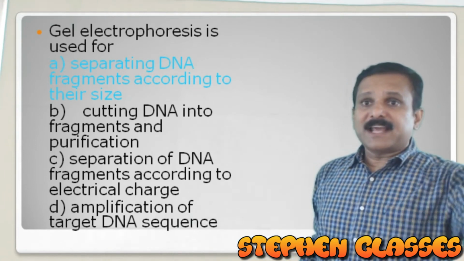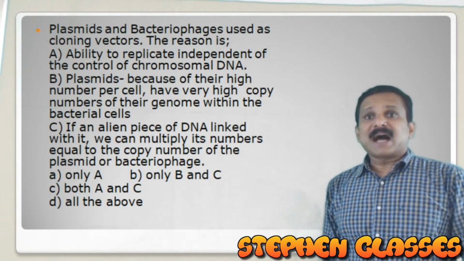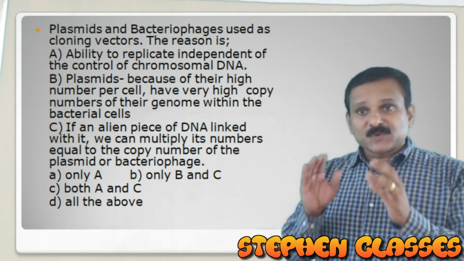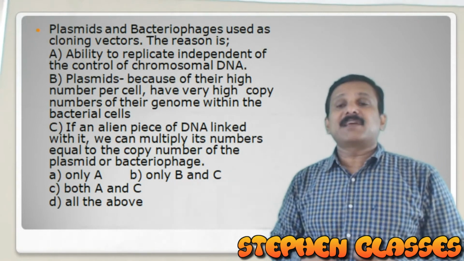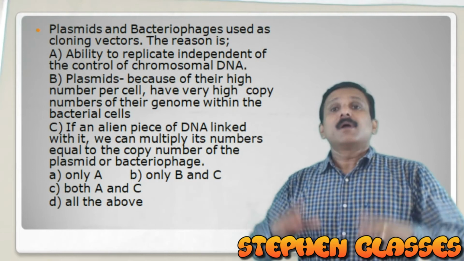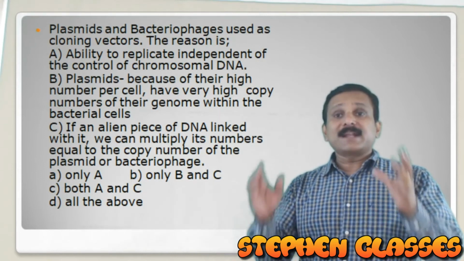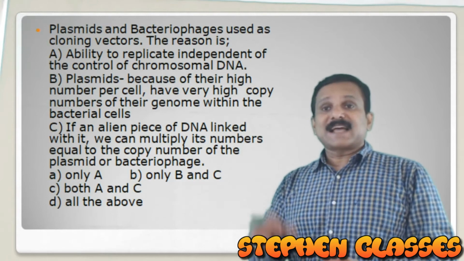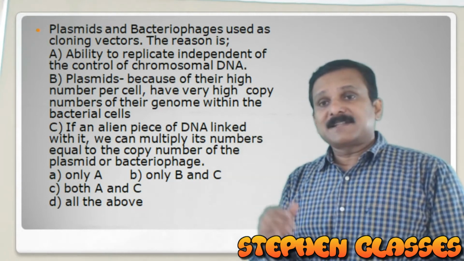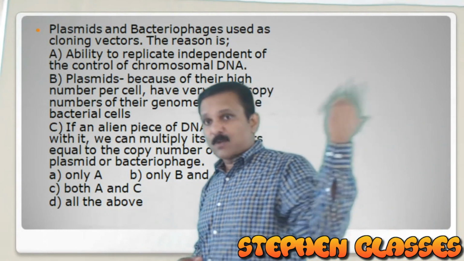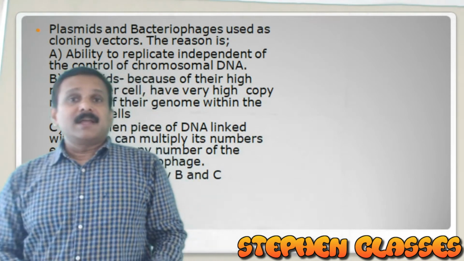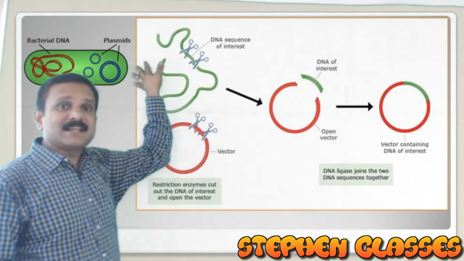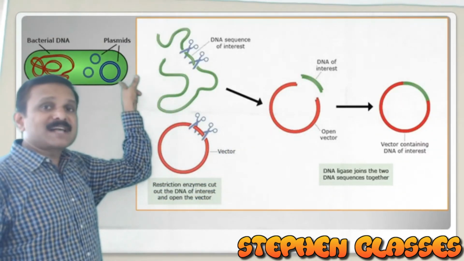Now, we move on to the next question. It is about plasmids and bacteriophages. They are used as very good vectors in recombinant DNA technology. Why? That is our question. What is the reason for using plasmids and bacteriophages as good vectors? You know, plasmids are obtained from bacterial cells. We have the picture now. In this picture, you can see the bacterial cell with a set of plasmids.